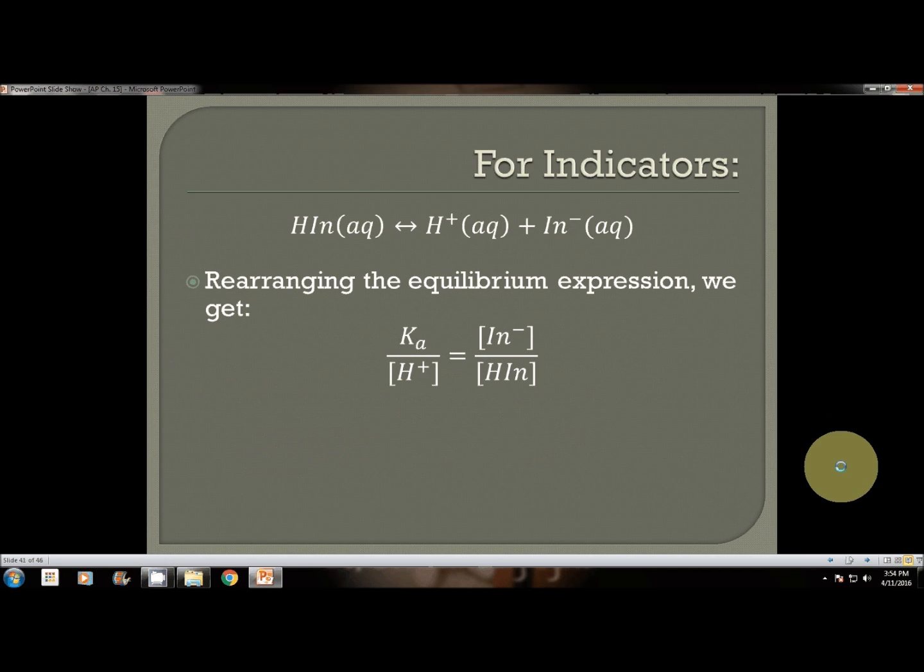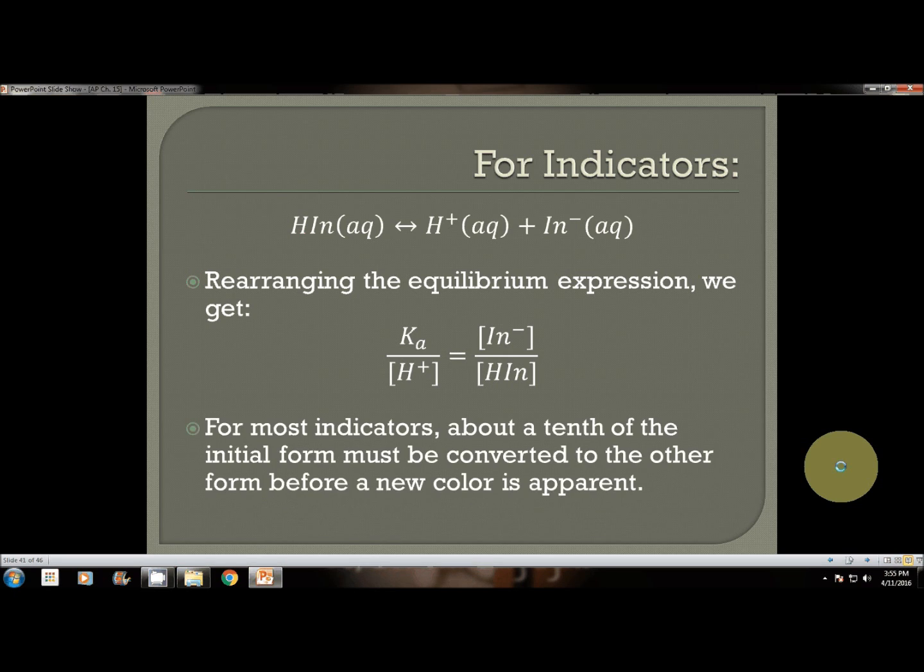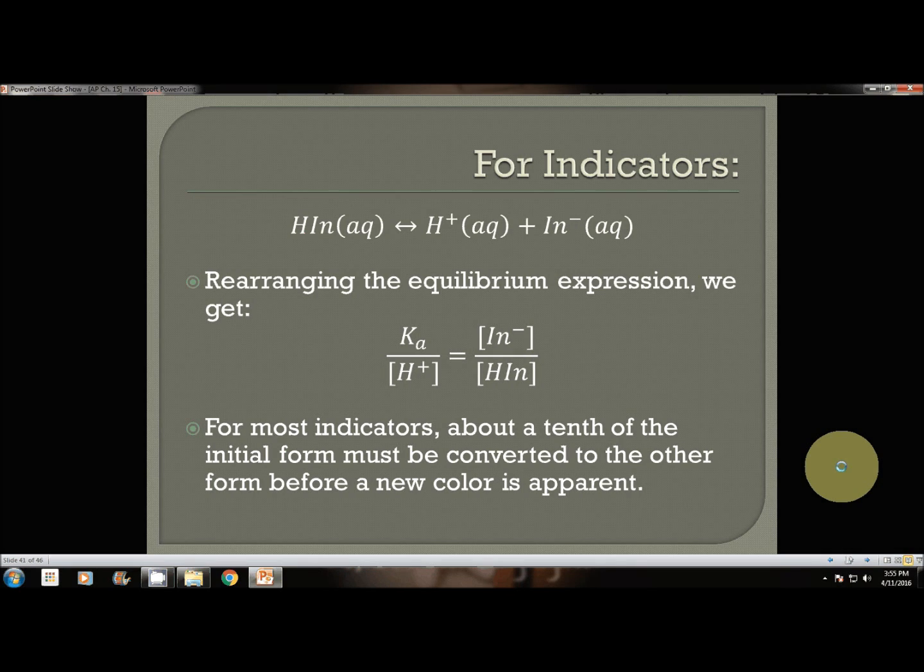For any indicator, since it's a weak acid, we can write an acid dissociation equation. Rearranging the equilibrium expression for Ka, we have that Ka over the H+ concentration is equal to the concentration of the conjugate base over the concentration of the acid, the indicator. For most indicators, about 1/10 of the initial form must be converted to the other form before a new color is apparent. So we can say that this ratio is equal to 1/10. And that's going to help us in example 9.